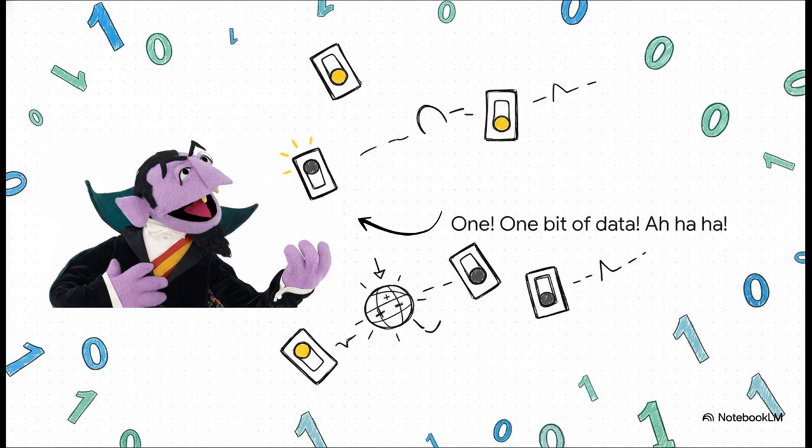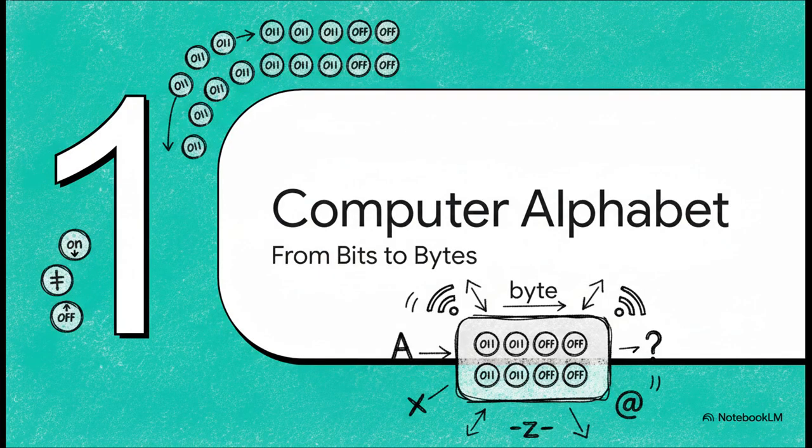I'm talking about the bit. It's the tiniest piece of data you can have. Just think of it as a single yes or no, an on or an off. That's it. One simple choice. But one bit by itself can't say a whole lot, right? To build a real language, we need an alphabet. And in the world of computers, that means we've got to start grouping those bits together into bytes.